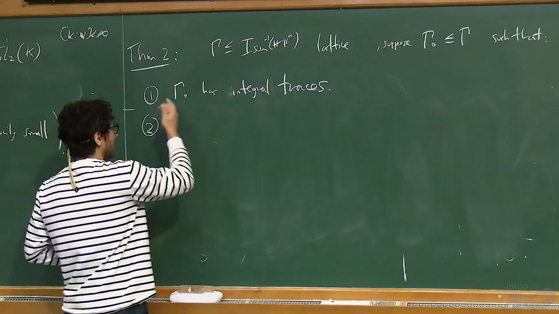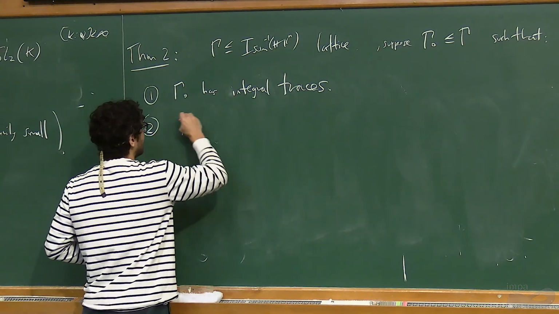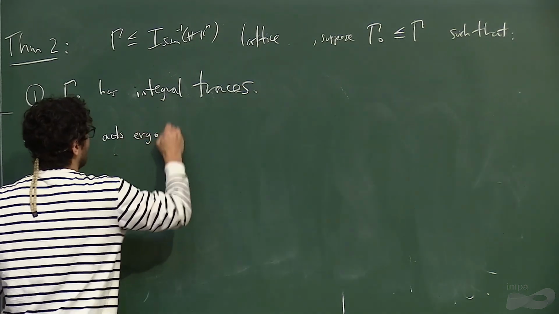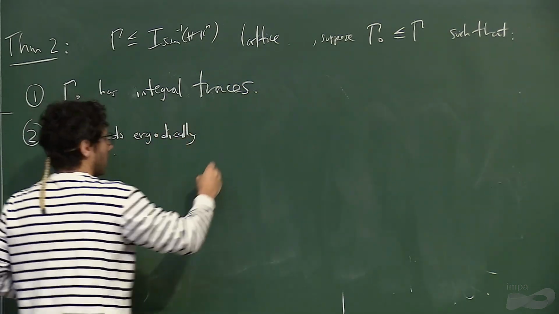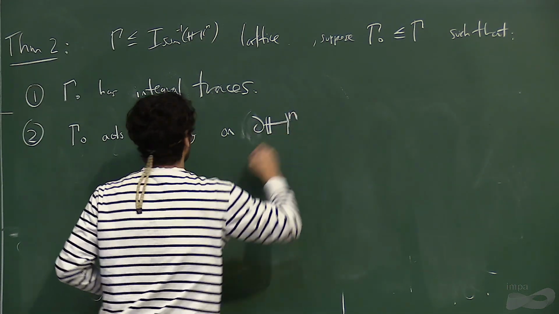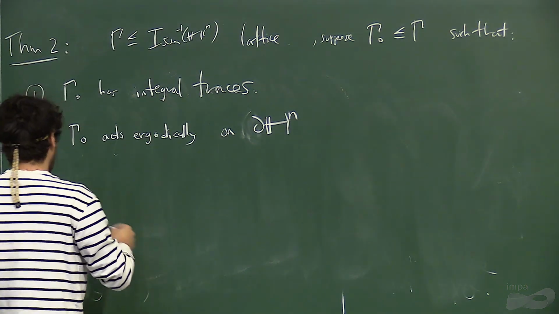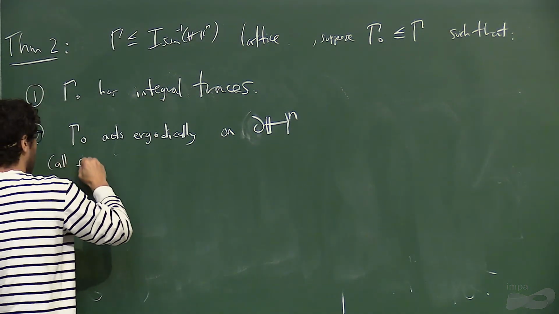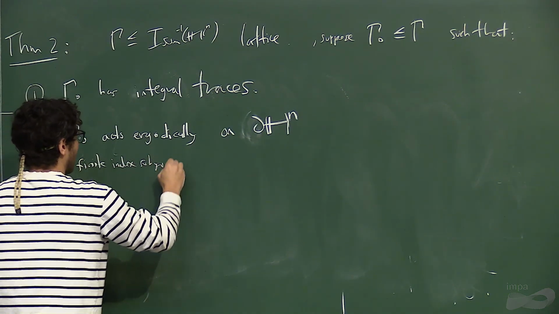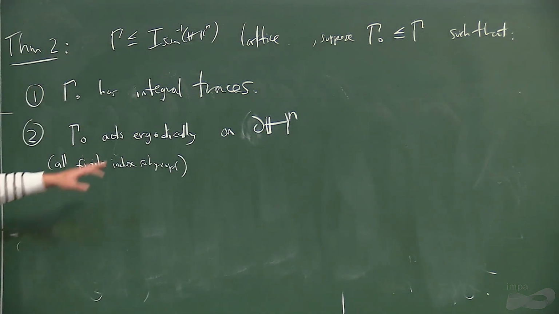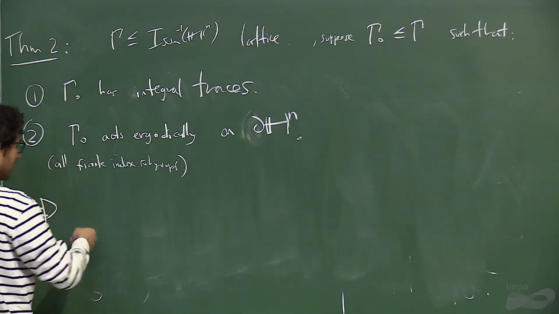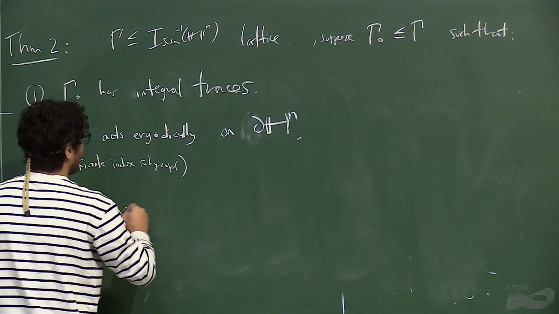It requires this condition: that gamma 0 acts ergodically on the boundary of H^n, but also not only gamma 0, but all finite index subgroups act ergodically on the boundary. And then the conclusion is that gamma itself has integral traces.